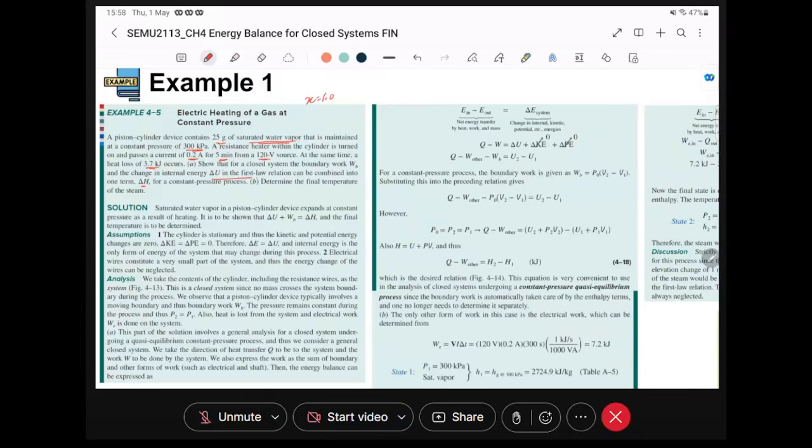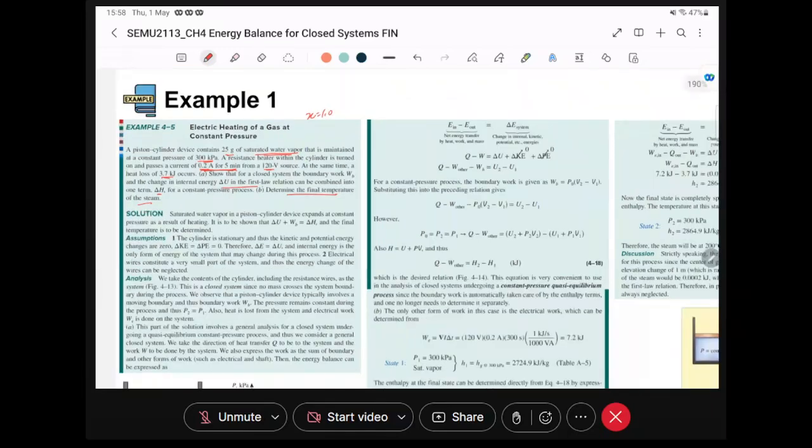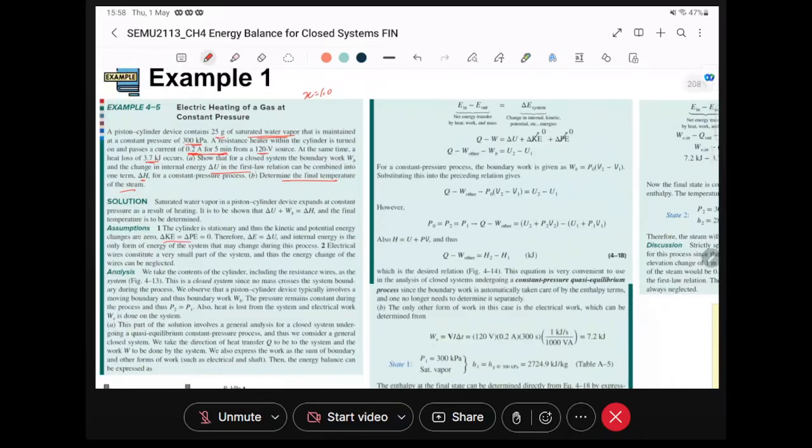Okay, and second, determine the final temperature of the steam, which means the saturated water, because of the heating by the resistant heating heater, it will turn into steam at this constant pressure. Okay, so important assumption here again, kinetic energy and potential energy are 0. Okay, because the system is not being elevated to higher elevation, and it's not moving either. So potential energy 0, kinetic energy also 0.